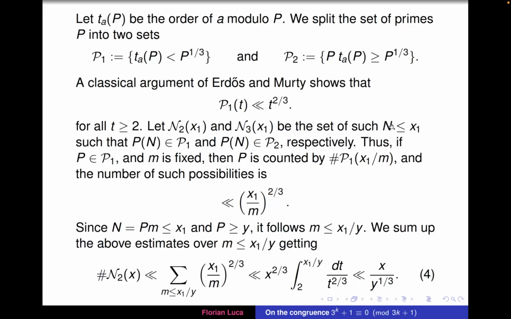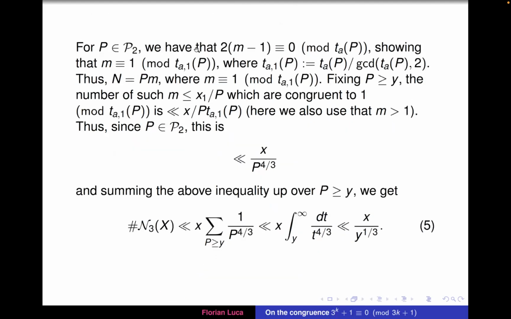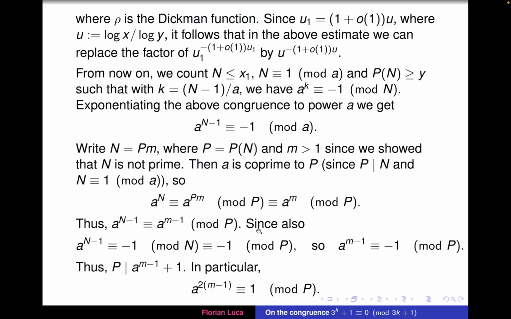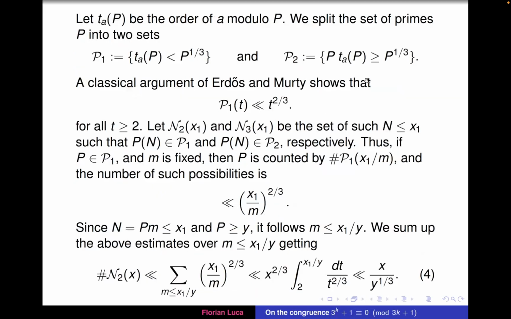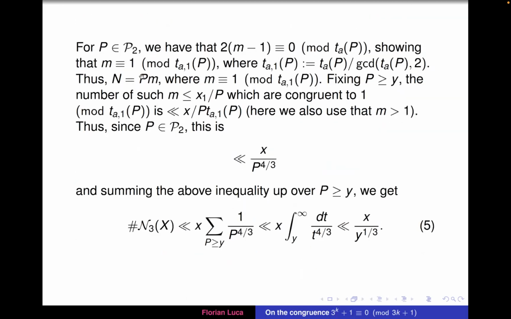And then you say, let me go to the other situation. In the other situation, I have that 2 to the m minus 1 must be 0, because remember that the order of p divides this expression. Therefore, the order of p divides 2 times m minus 1, and the order of p is large if I'm in the second situation. So this means that m should be 1 modulo this order. Well, I have to sacrifice this 2 or something.